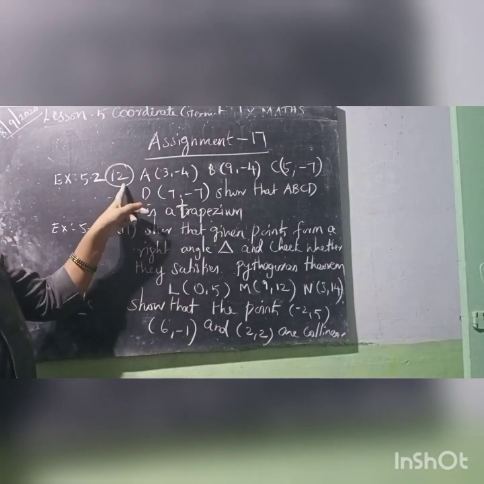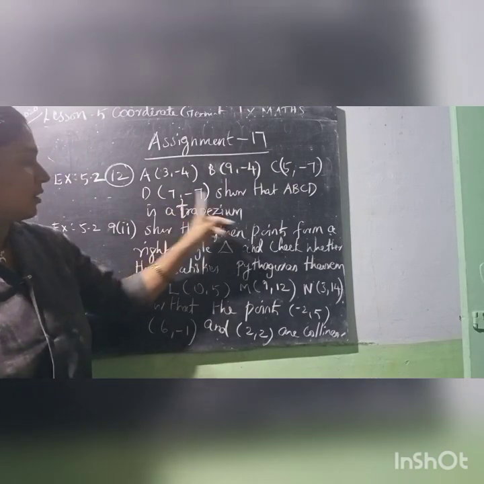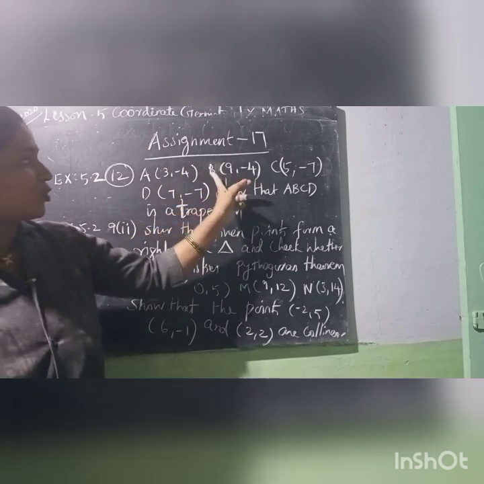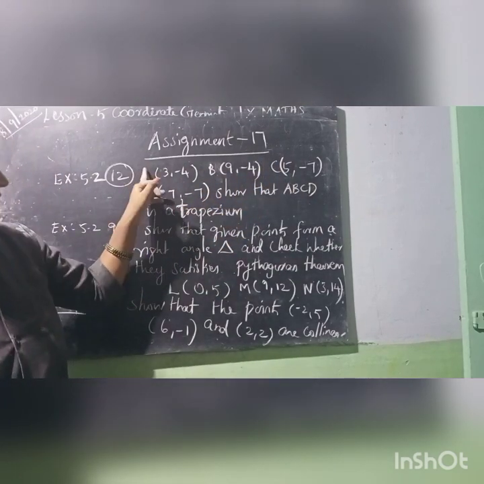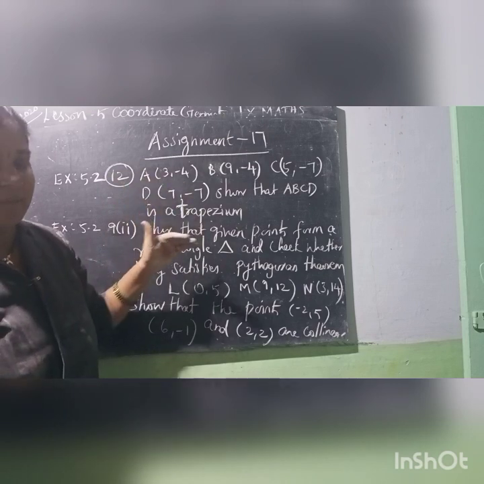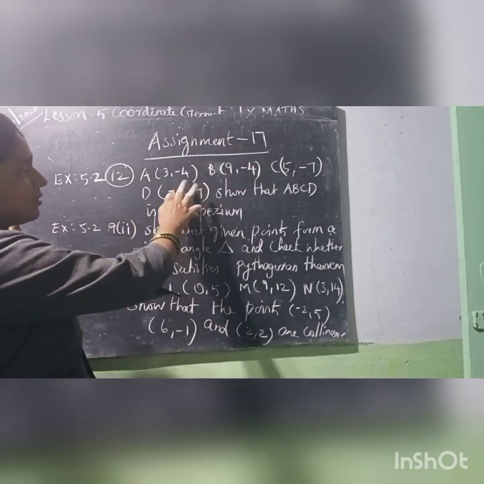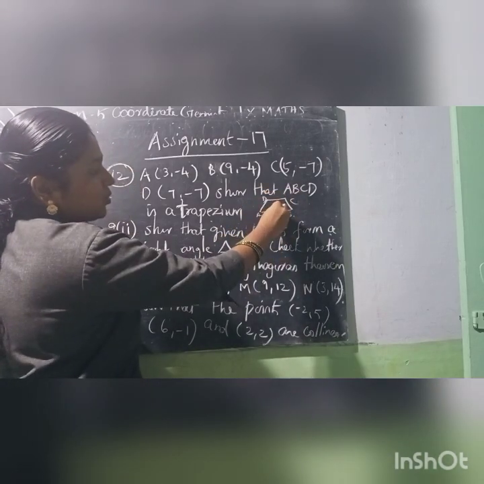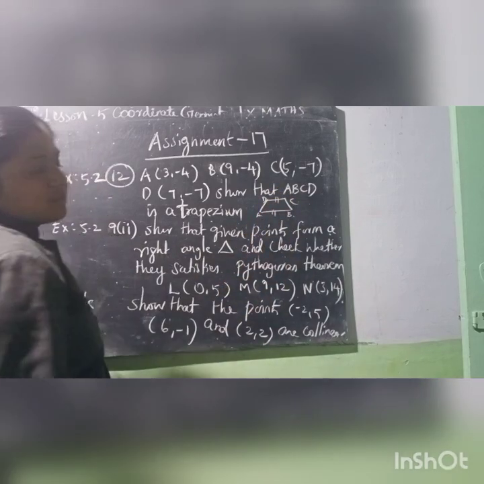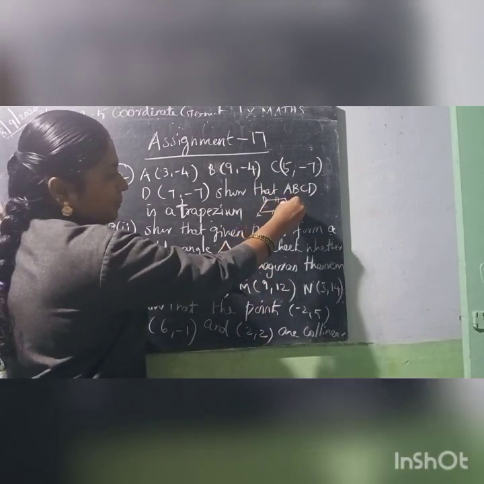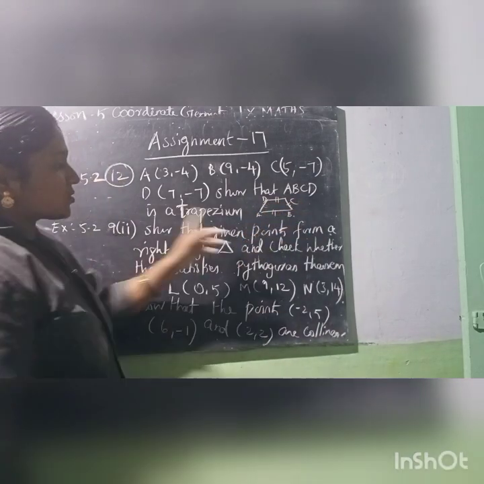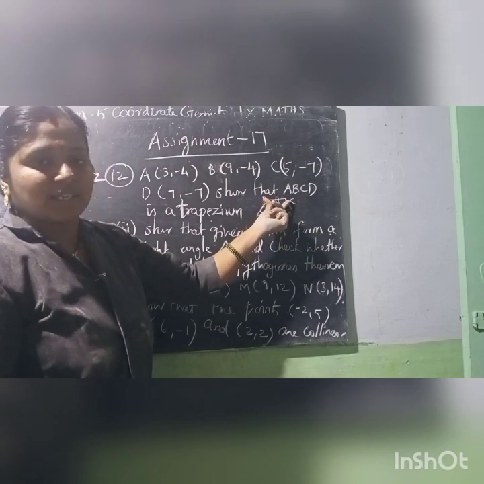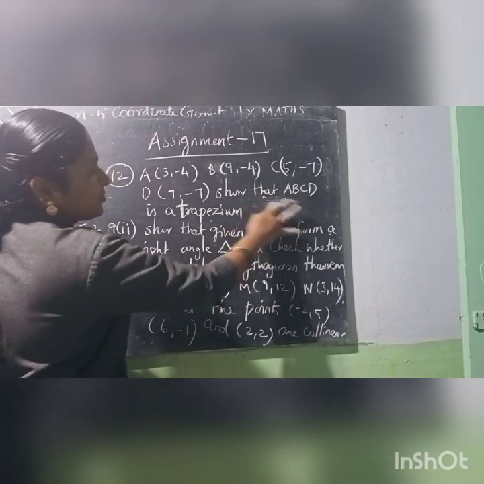See, this is exercise 5.2, 12th sum. 4 points are given here. We have to prove that these 4 points form a trapezium. So you have to find out AB slope, BC slope, then CD slope, then AD slope. One pair of opposite sides will be equal. AB slope will be equal to CD slope, and these two should be non-parallel. AD is non-parallel to BC, so we will get these two slopes will be different. AB slope will be equal to CD slope, so we can say ABCD form a trapezium.